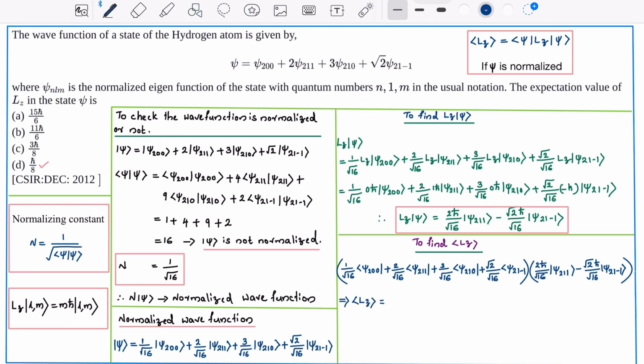Now the expectation value of Lz is nothing but 4 h bar by 16 times the inner product of psi 211 with itself, minus 2 h bar by 16 times the inner product of psi 21 minus 1 with itself. That is 4 h bar by 16 minus 2 h bar by 16, that is equal to h bar by 8. That is, the expectation value of Lz in the given state psi is h bar by 8. Therefore, option D is the right option.